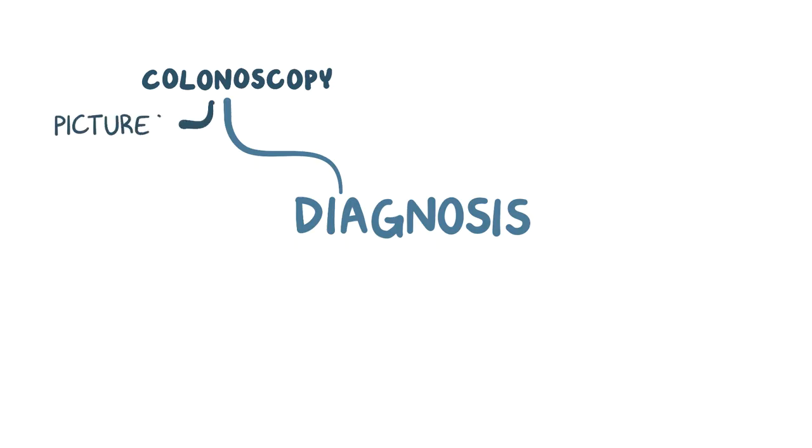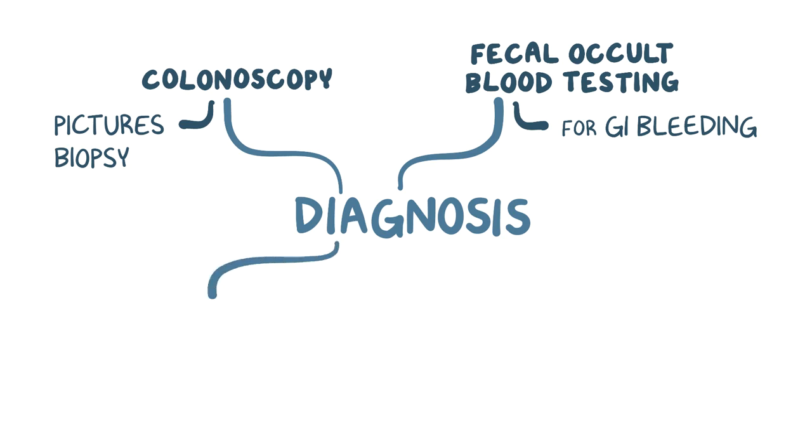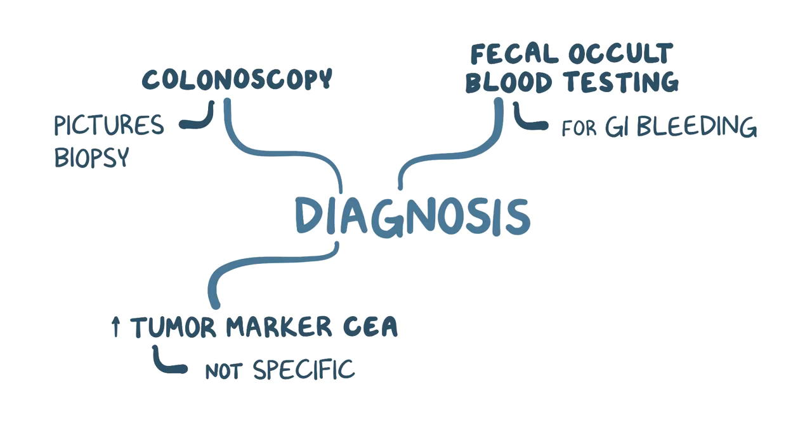Diagnosis of colorectal cancer typically requires colonoscopy, which is when a camera is inserted retrograde into the colon and rectum to take pictures of abnormal-looking polyps and get a biopsy. In addition, fecal occult blood testing is often done to look for evidence of gastrointestinal bleeding. Typically, in colorectal cancer, there's an elevation in the tumor marker CEA, which is a glycoprotein involved in cell adhesion. This, however, is not a very specific finding.